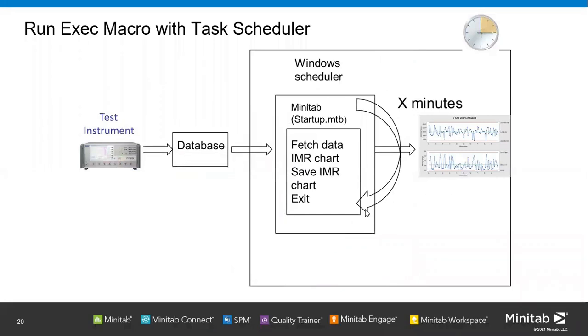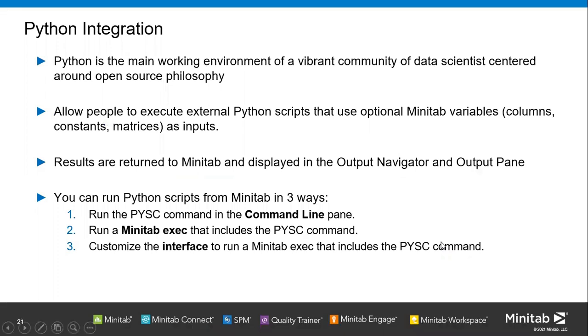So the next one is the integration. As I just mentioned, in the new Minitab 19 we can integrate with Python. It allows you to execute an external Python script, using Minitab variables such as columns, constants, and matrices as input. You can return to Minitab and display the output in the output navigator and output pane. You may have a script from the Python side that you don't have in the Minitab tools. For example, a qqplot that we don't have in Minitab graphics. So maybe you can go for the Python code first and then run it on the Minitab side.